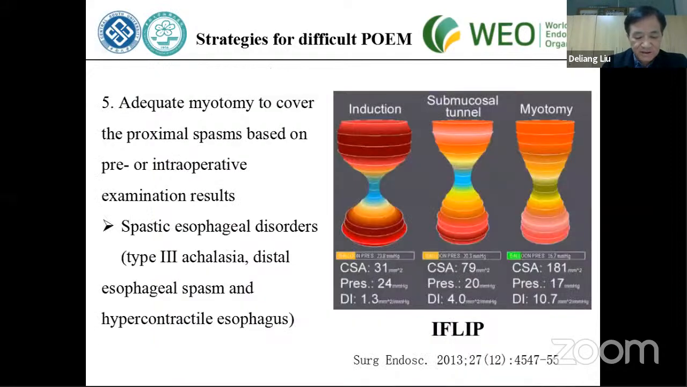For patients with spastic esophageal disorders, it is important to ensure adequate myotomy to cover the proximal spasms, and this can be achieved by pre- or intraoperative examination results, such as EndoFLIP.